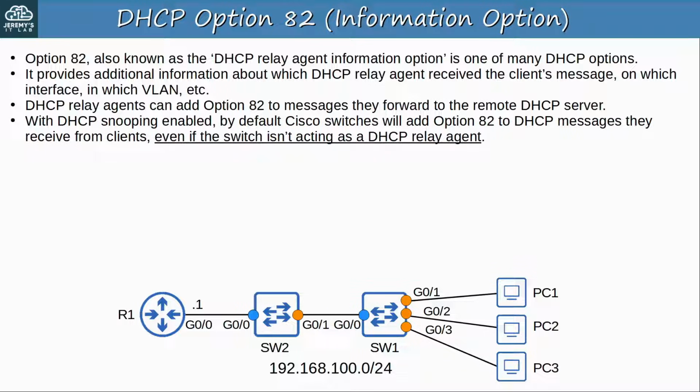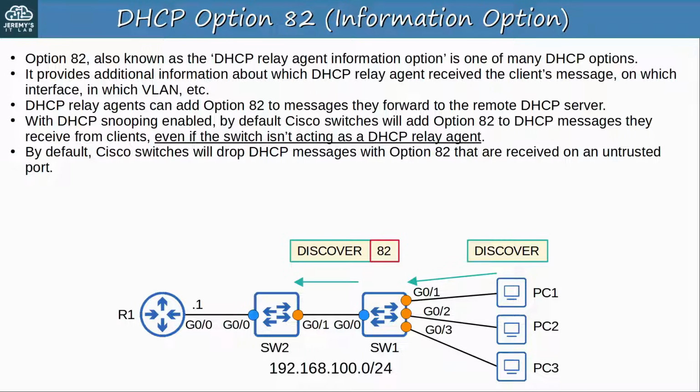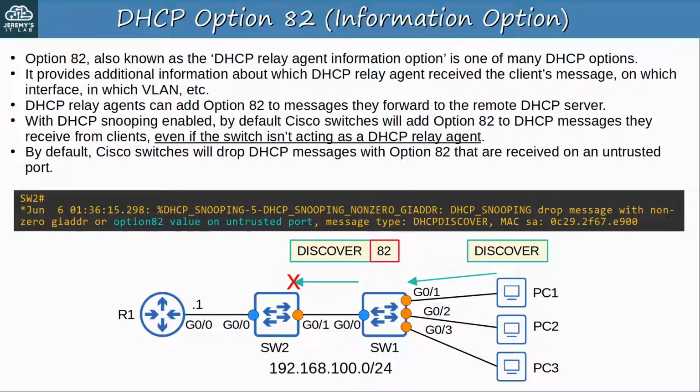With DHCP snooping enabled, by default, Cisco switches will add Option 82 to DHCP messages they receive from clients, even if the switch isn't acting as a DHCP relay agent. This can cause problems. Here's one of them. By default, Cisco switches will drop DHCP messages with Option 82 that are received on an untrusted port. Let me demonstrate. PC1 sends a discover message, and switch 1 forwards it to switch 2, adding Option 82. Because switch 2 receives it on an untrusted port, it drops the message. You can see the syslog message here, indicating that it dropped the message because it had Option 82.